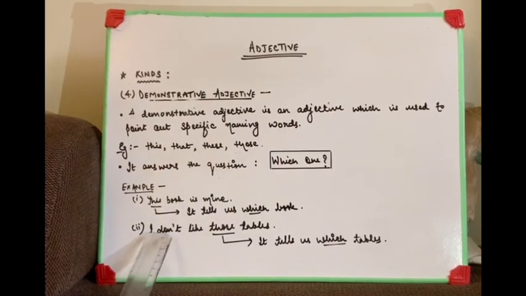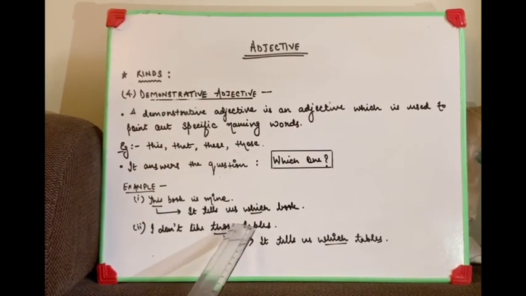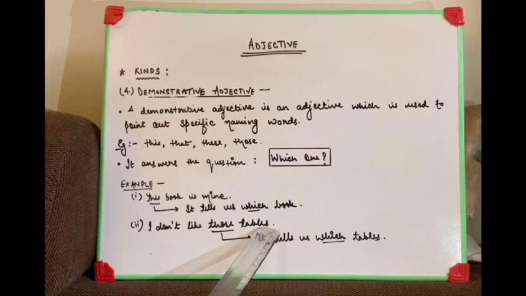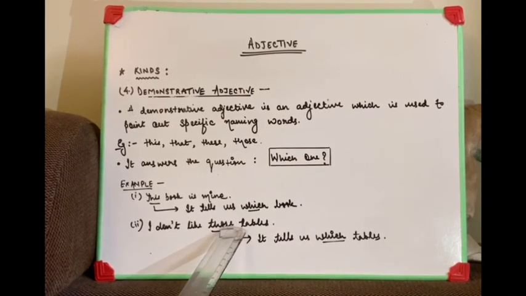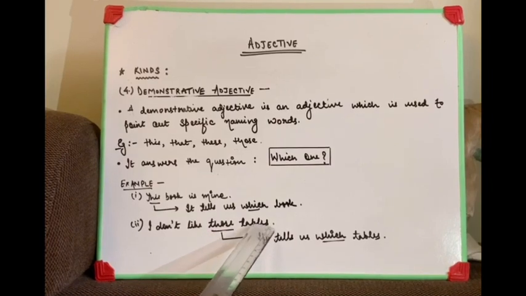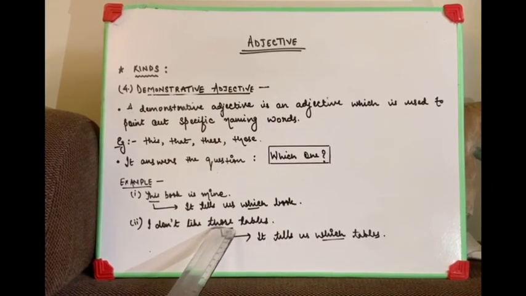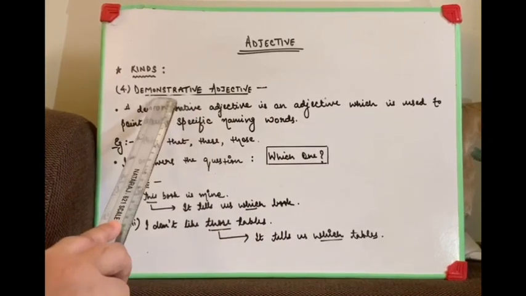Same way, I don't like those tables. Tables here is the noun. And which tables I don't like? Those tables. It is specifying the tables. So here, those is the demonstrative adjective.